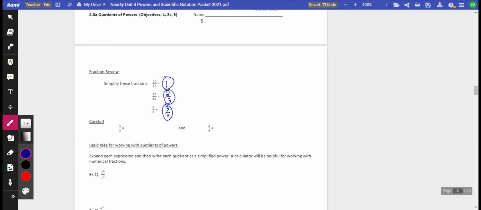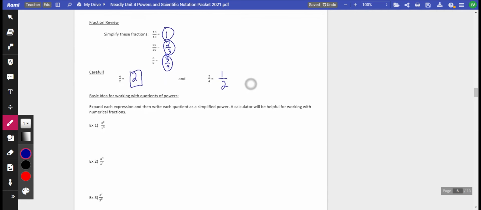Let's look at the next two. We need to make sure we're careful about these. 4 divided by 2. Well, if I have 4 ice cream cones and 2 people, that means each person gets 2. However, if I have 2 ice cream cones and 4 people, that means that each person gets half of a cone.